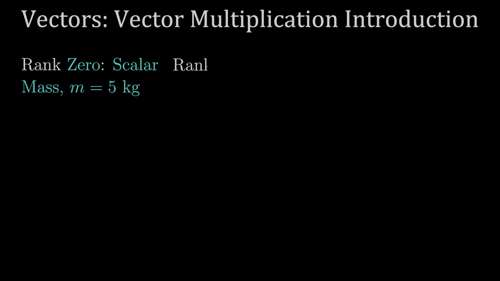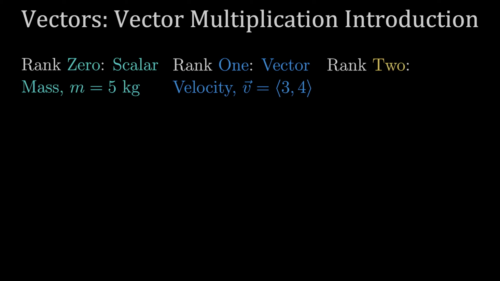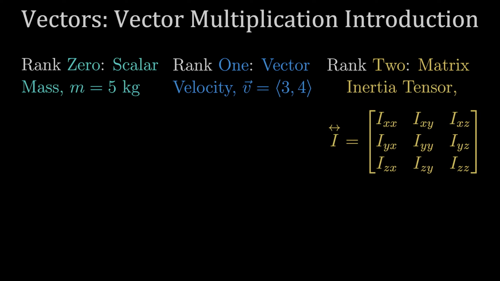Hello there, students. In this video, we're going to introduce vector multiplications. To start, let's recall a few things from our tensor video. A rank 0 tensor is what we know as a scalar, an example being mass. A rank 1 tensor is what we call a vector, an example being velocity. And a rank 2 tensor is what we call a matrix, an example being an inertia tensor.